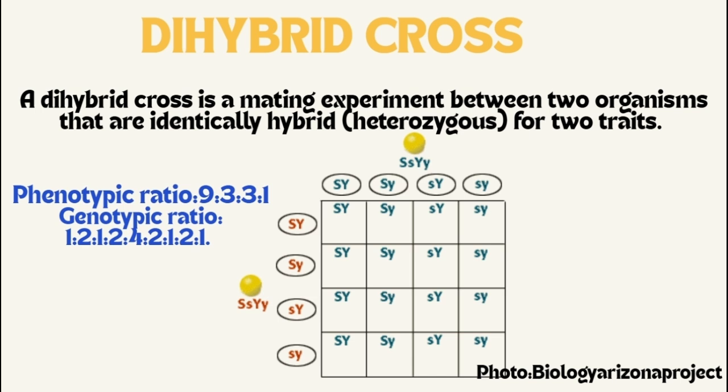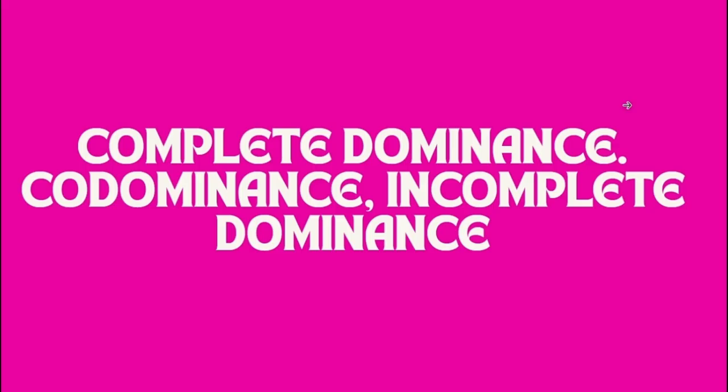And the phenotypic ratio is going to end up with a 9 to 3 to 3 to 1. Genotypic ratio, you're going to end up with a 1 to 2 to 1 to 2 to 4 to 2 to 1 to 2 to 1, right? So this is what is expected at the end of the day for the dihybrid. So then you have complete dominance, codominance, incomplete dominance, right? So you have that at the end of the day.